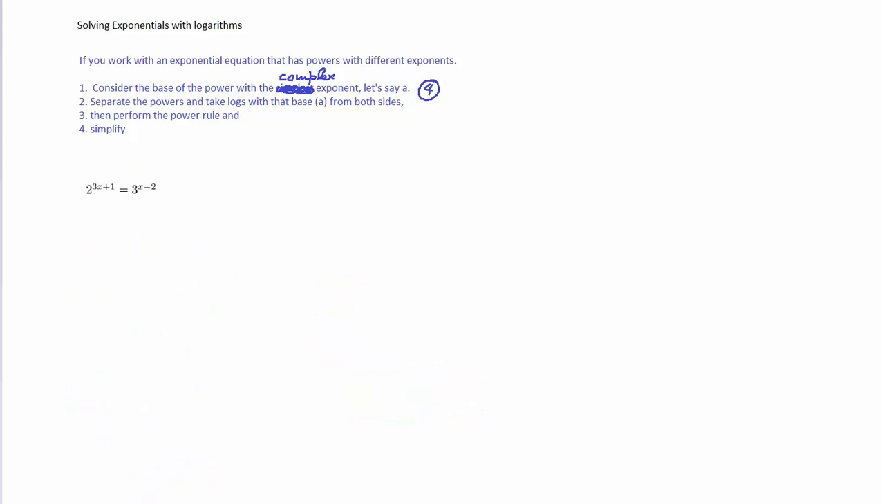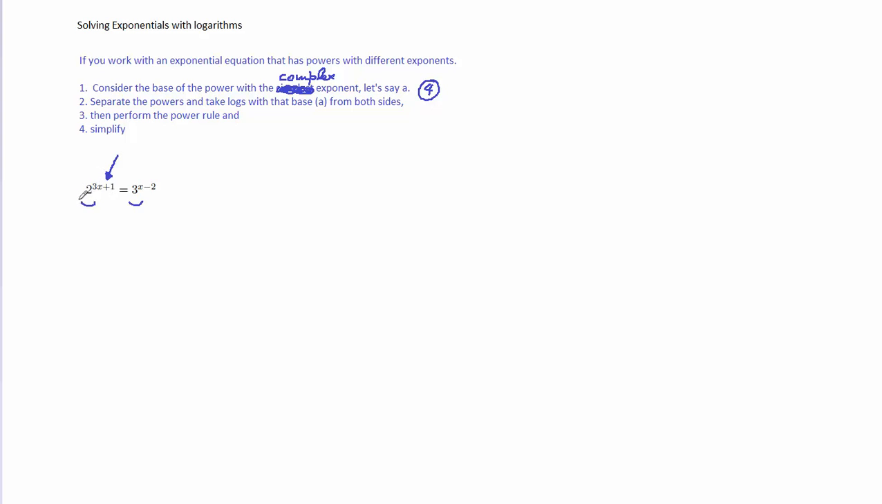Let's work on a similar problem as our second example right here. The problem that we have again has two powers with different bases. The one is 2, the other is 3. So we cannot simplify them easily, we need to use logs. Again, what I do is I choose the log to be the log that has a base, the base of the power with the most complex exponent.